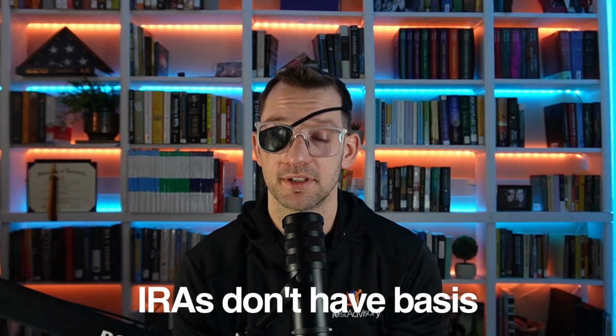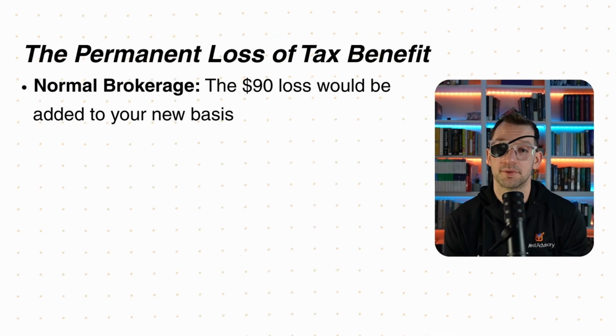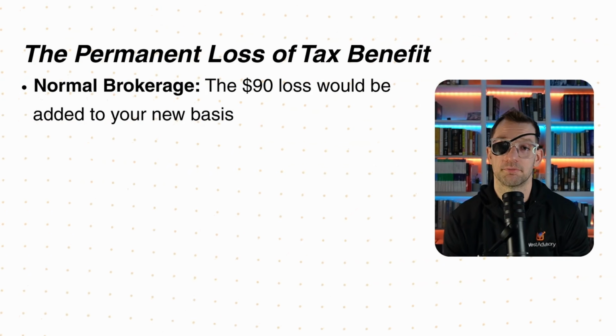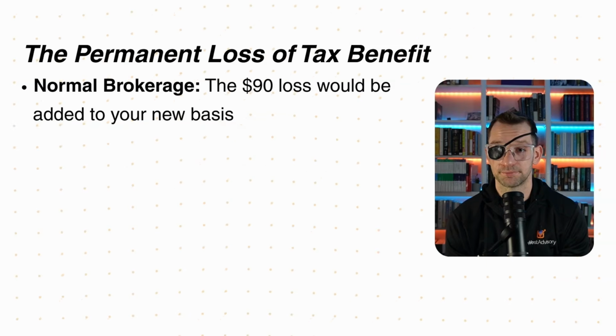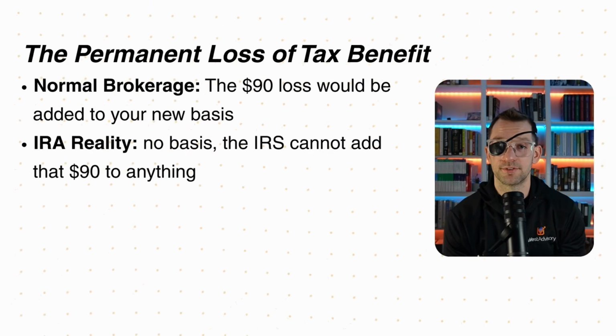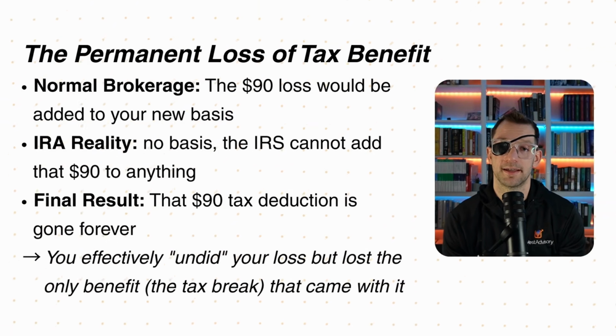But there's a catch, because IRAs don't have basis. So the IRS can't take your $90 loss or $9 per share loss and add it to the basis of your IRA transaction. So you purchase 10 shares for $1 a share. Ordinarily, what we would do is we would take the $9 per share loss and add that back to your basis, so that effectively your basis is now $10 a share again, which just undoes the loss, right? We can't do that in IRAs because there is no basis. So that loss is gone forever. You have destroyed that loss.